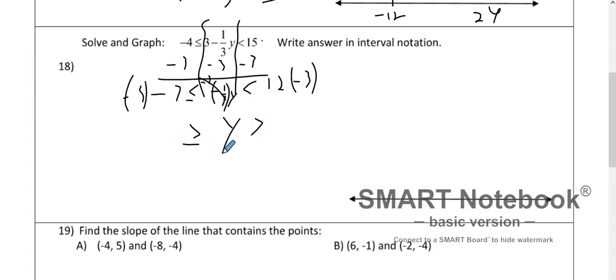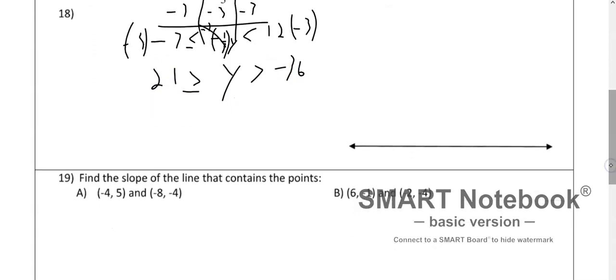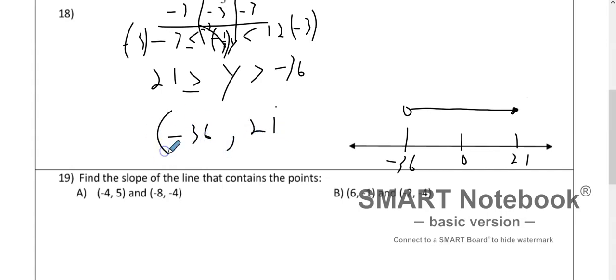I'm left with y in the middle. This is positive 21. And this is negative 36. Again, I think it's easier to go to the graph first. Put my negative on this side, 21 on this side. If it helps, put 0, go ahead. Now with this one, it is also an in-between, like so. All right? And that means it's going to be between negative 36 and 21, parentheses, bracket.